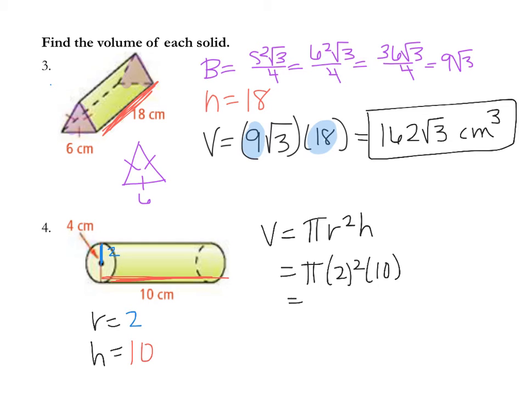And we are going to leave these in pi form, so 2 squared is going to give me 4, and then multiply that by 10, that's going to be 40 pi centimeters cubed. Okay?